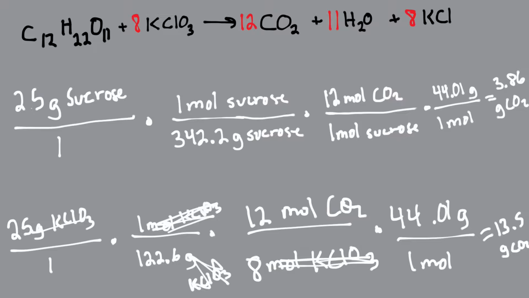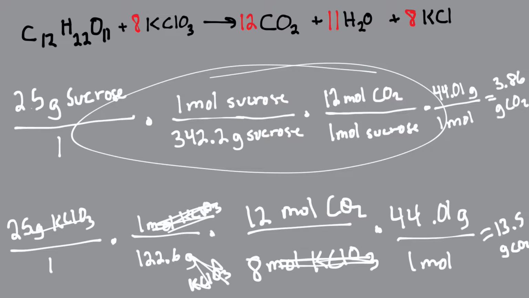So at this point you just look at it and ask which one is limiting. Well, I have less CO2 coming out of the top one, so sucrose is my limiting reagent. I have 2.5 grams of sucrose versus 25 grams of KClO3, and the math shows that 2.5 grams of sucrose produces only 3.86 grams of CO2 versus 13.5 grams for KClO3, so sucrose is my limiting reactant. That's literally it. And at that point I know my limiting reactant, and I know my theoretical yield. My theoretical yield of CO2 is 3.86 grams.